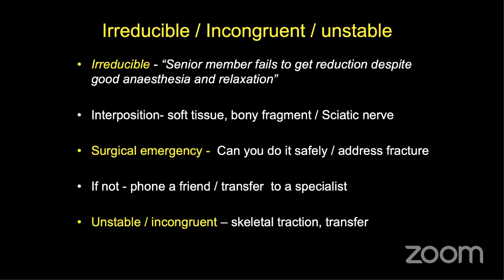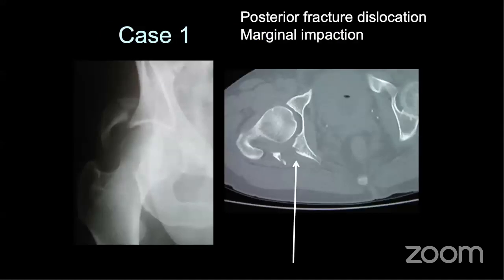It is quite detrimental to the patient if you do an open reduction, not address the fracture or the marginal impaction, close the wound, and then the hip joint dislocates again. And then when someone goes in for the second time, the hip gets infected. So in those cases, it is better to phone a friend and transfer this to a specialist unit. And the same applies for unstable or incongruent reductions.